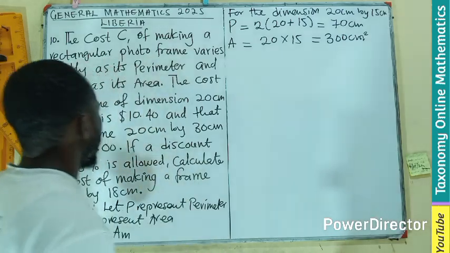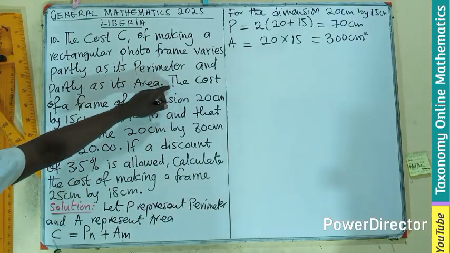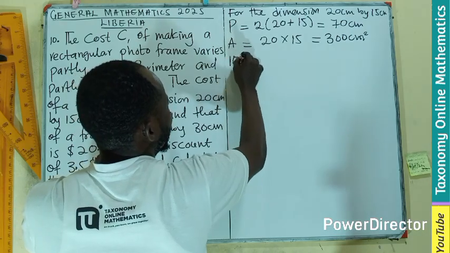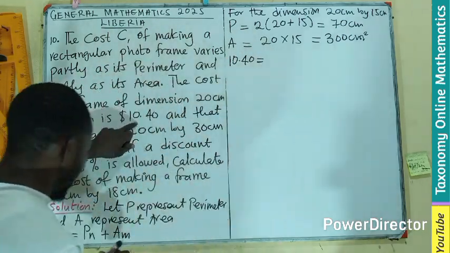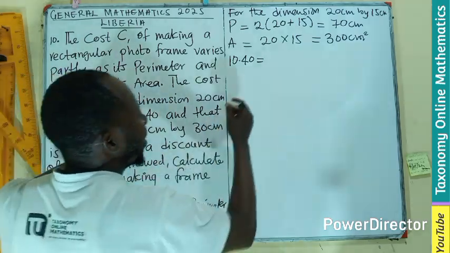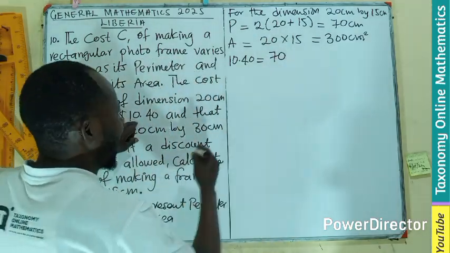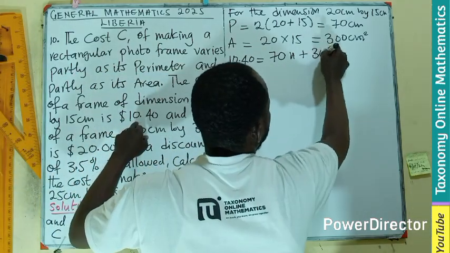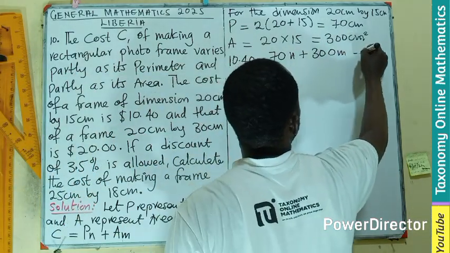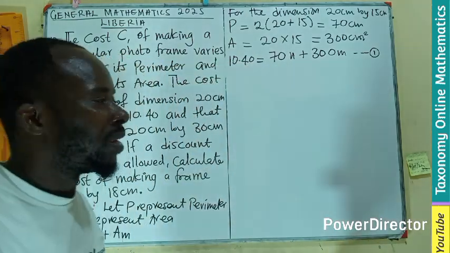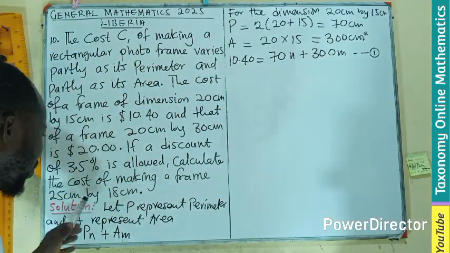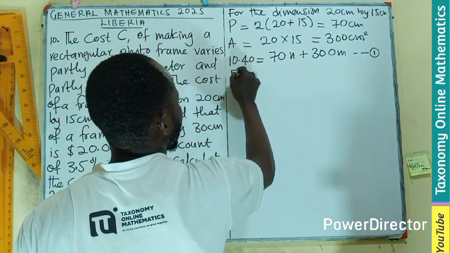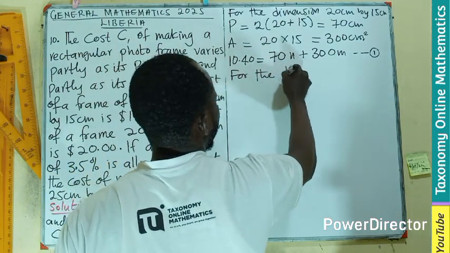So now we can substitute that into our equation. The cost of the first frame is 10.40. So 10.40 equals the P, which is now known as 70, times N, plus A, which is now 300, times M. That becomes the first equation. Remember, we don't have enough space, so writing some of them will be problematic.